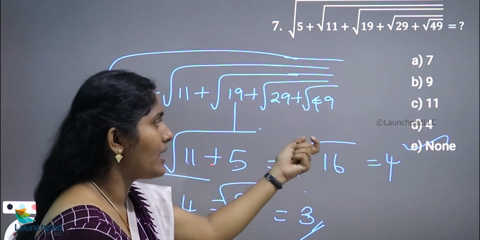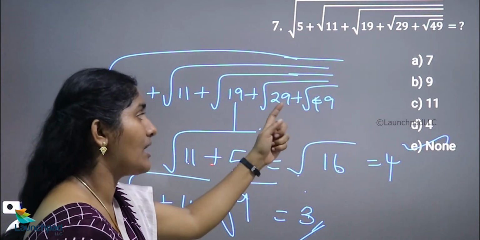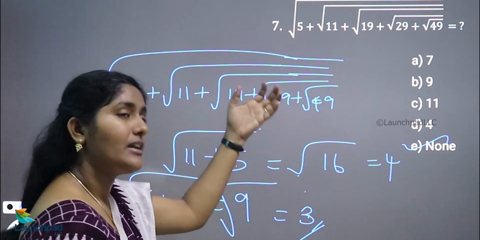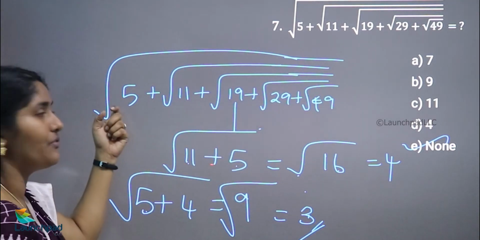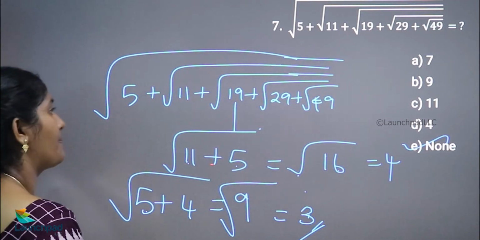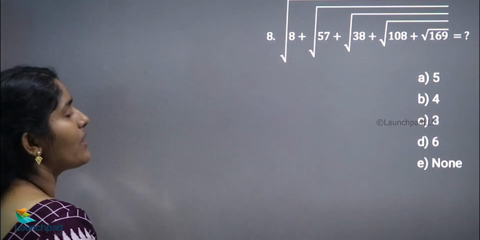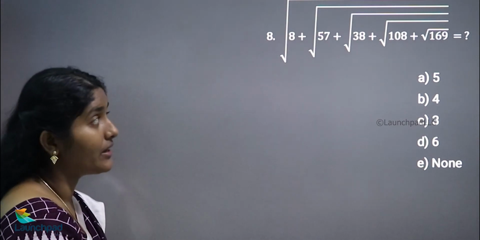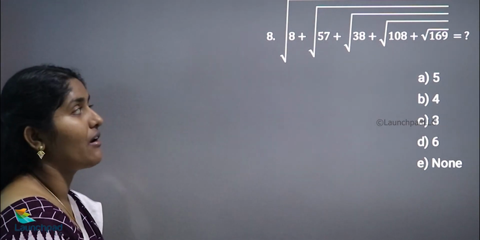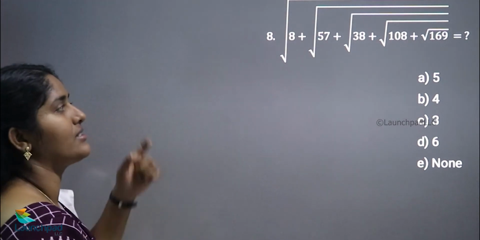So take down the square answer and add that value to 29, and take down your square answer. Similarly, follow this procedure till this 5. Okay, and your next question is square root of 8 plus square root of 57 plus square root of 38 plus square root of 108 plus square root of 169.